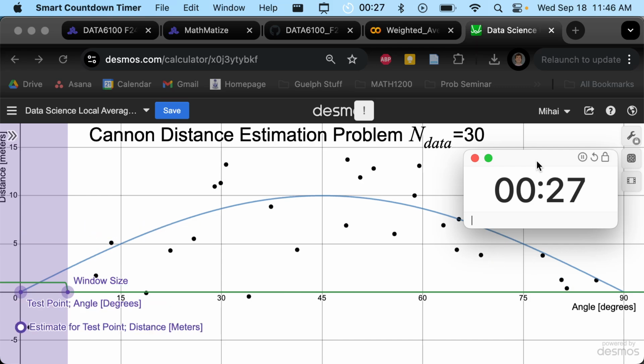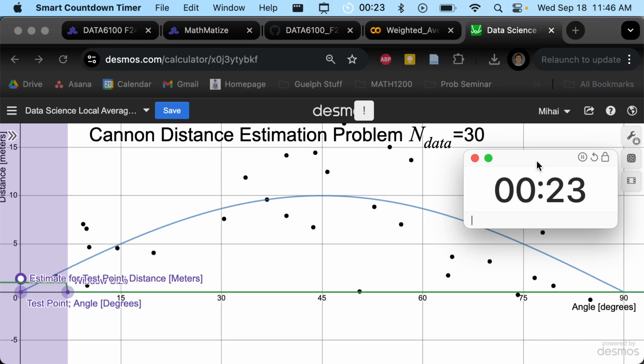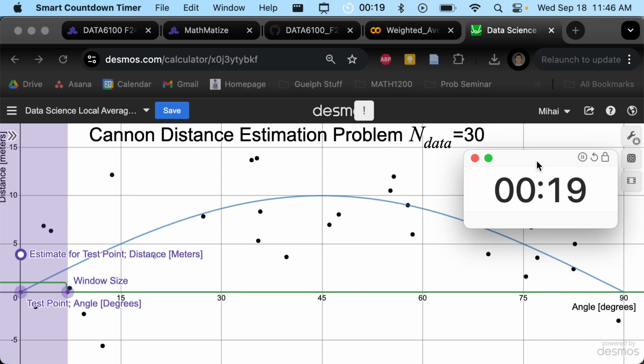Your estimation is points on the right end.